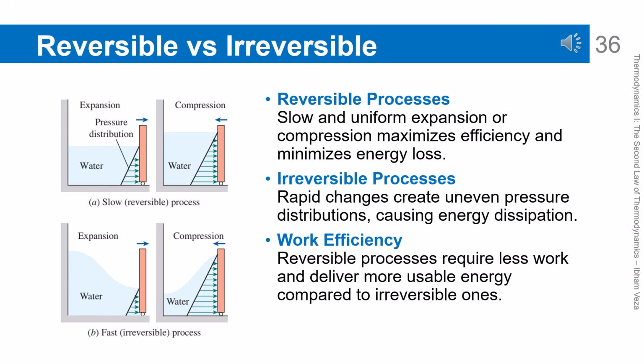Reversible processes occur very slowly and uniformly so that no imbalance is created. Irreversible processes occur rapidly and involve pressure or temperature gradients. As a result, there is always energy dissipation and entropy generation. Reversible processes produce maximum work for the same conditions. That is why reversible processes are used as a reference standard.